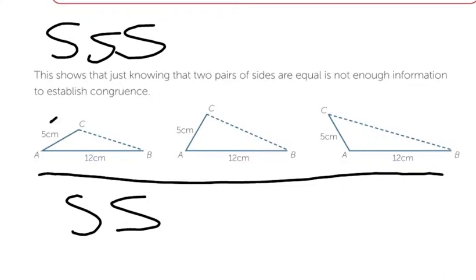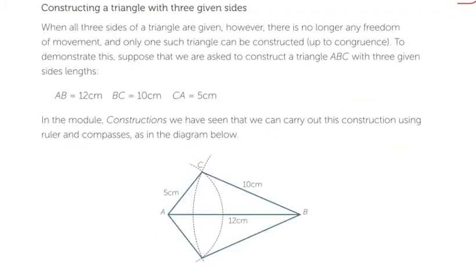Because we can see here, in each of these diagrams, they all have a 5 centimeter side and a 12 centimeter side, but they are definitely not congruent triangles. So we need the third side to be the same so that they are congruent, otherwise they are not congruent.